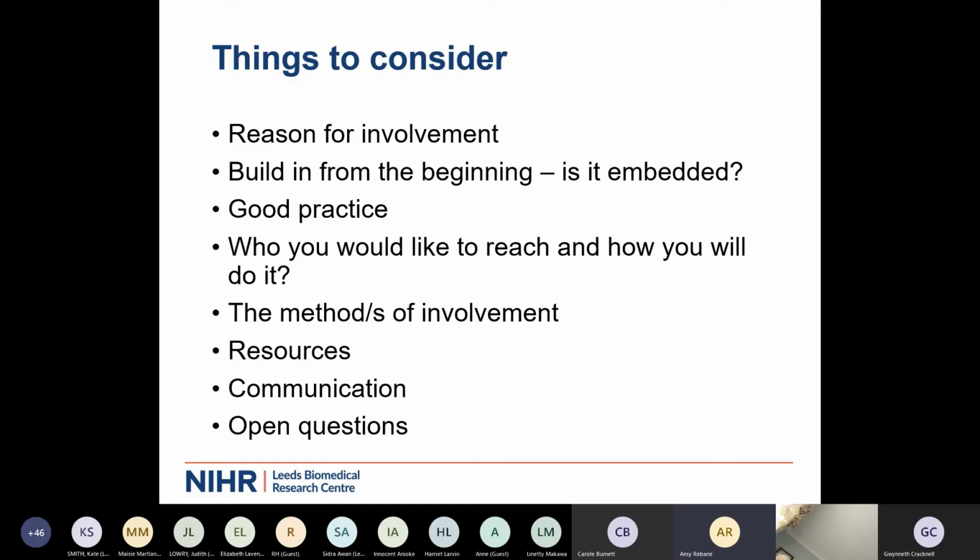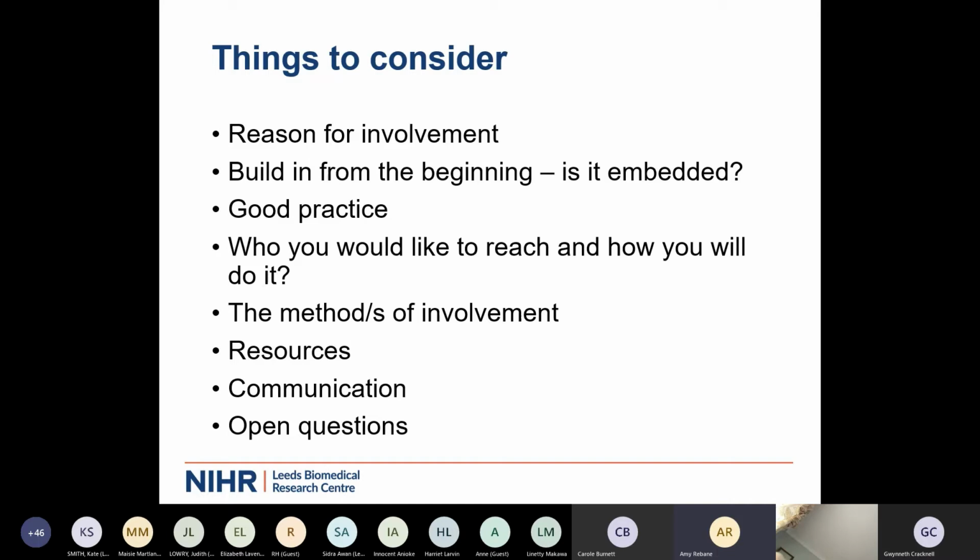And the method of involvement. How are you going to go about it? Are you going to do a focus group? Will you ask for email feedback, a survey? There are different methods for involvement that suit different feedback mechanisms, so it's important to make sure that they're well aligned.